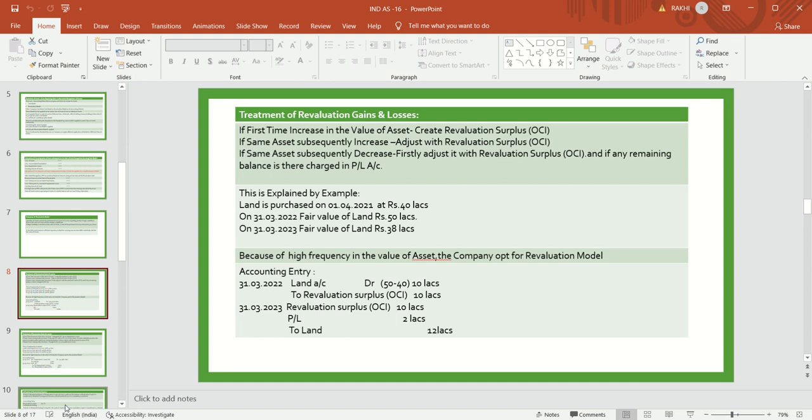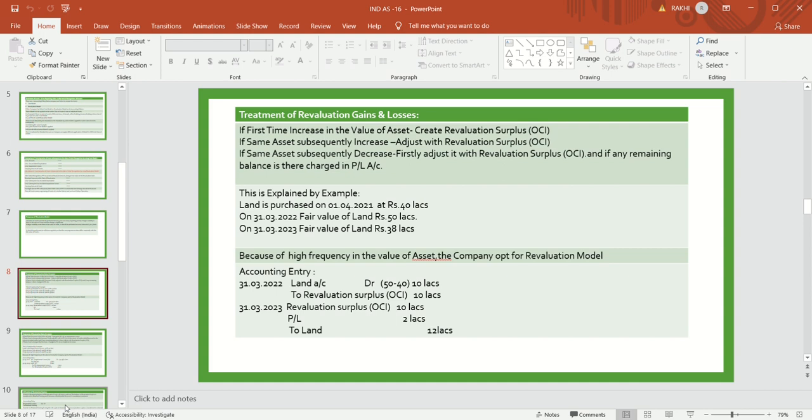The company has decided to revalue its assets, and the company opts for the revaluation model. So in the first year, when the land is purchased, the original cost is 40 lakhs, and in the second year, when the company opts for the revaluation model, the fair value of the asset is 50 lakhs. It means it will increase from 40 to 50. So what the company will do is create a revaluation surplus.